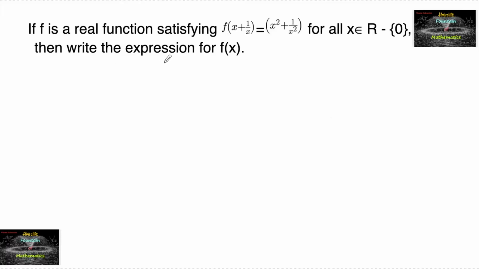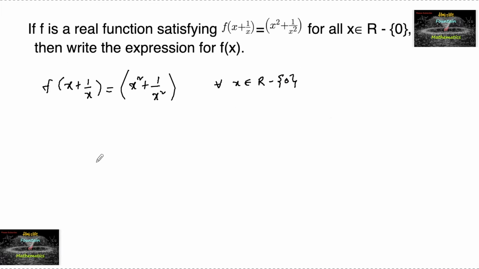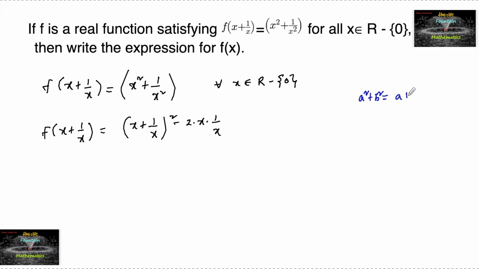If f is a real function satisfying f of x plus 1 upon x is equal to x square plus 1 upon x square for all x belongs to R minus 0, means except 0, all real numbers we can consider. And so this x square plus 1 upon x square can also be written as x plus 1 upon x whole square minus 2 into x into 1 upon x. Since we know that a square plus b square is equal to, we can write it as a plus b whole square minus 2ab.